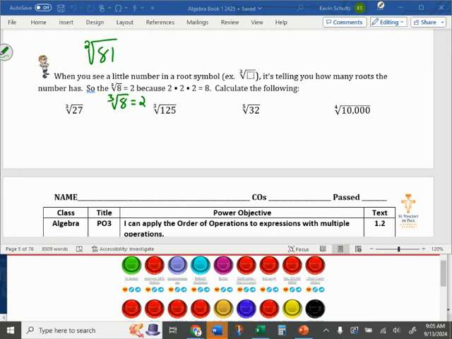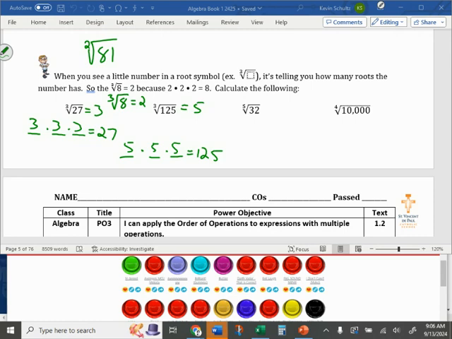The cubed root of 27. What times itself times itself equals 27? 3. 3 times 3 times 3 equals 27. Therefore, the cubed root of 27 equals 3. Okay? The cubed root of 125. What times itself times itself equals 125? 5. 5 times 5 times 5. Therefore, the cubed root of 125 is 5.